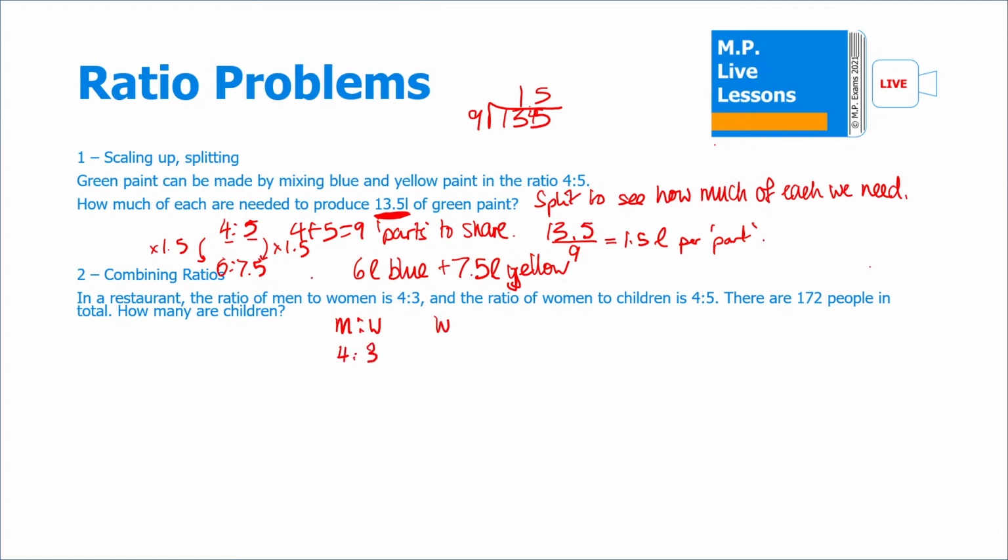And the ratio of women to children is 4 to 5. There are 172 people in total. How many children are there? So what we can do first is make one big ratio involving men to women to children.